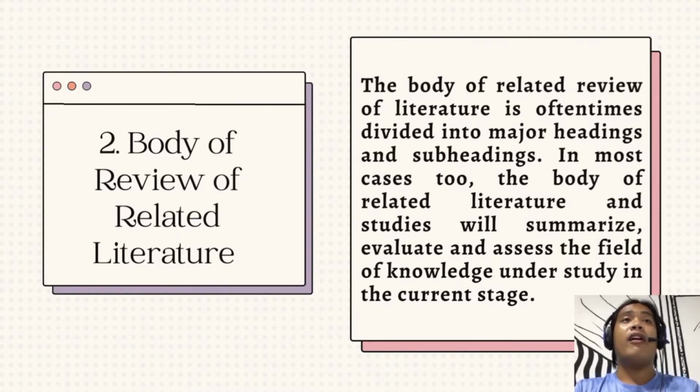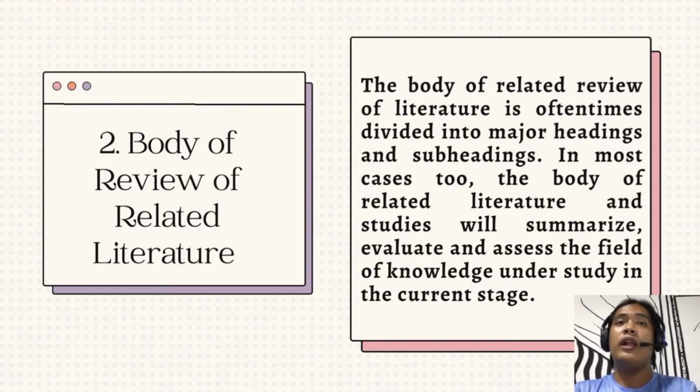Second is the body of the review of related literature. The second content of the review is its body. Of course, for the body, it is oftentimes divided into major headings and subheadings. In most cases too, the body of related literature and studies will summarize, evaluate, and assess the field of knowledge under study in the current stage. It gives reports and findings on themes, issues, topics, and trends for researchers to confirm or negate.